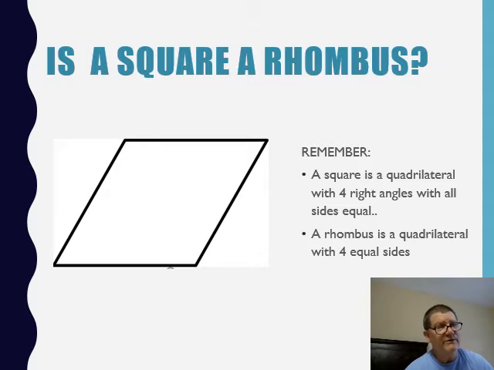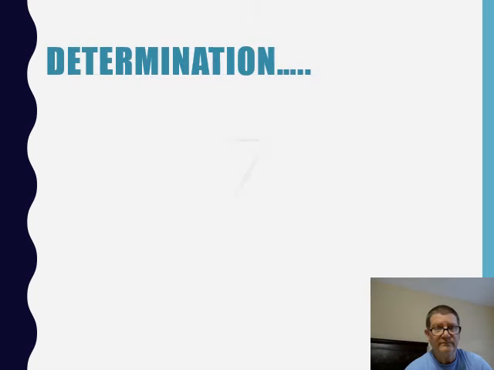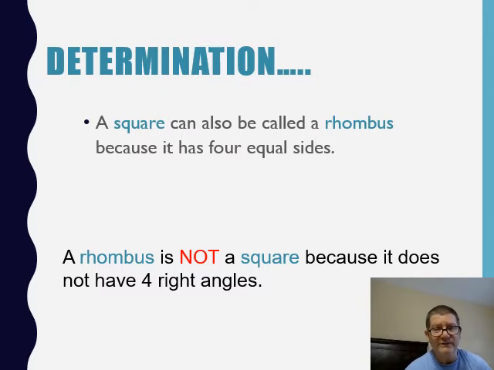Now, is a square a rhombus? Well, let's see. It says here a rhombus is a quadrilateral with 4 equal sides. Well, a square has 4 equal sides, so a square can be a rhombus. Now, once again, the best classification for a square would be a square, but it could also be classified as a rhombus. This is just going back over it again, saying a rhombus is not a square because it does not have 4 right angles.